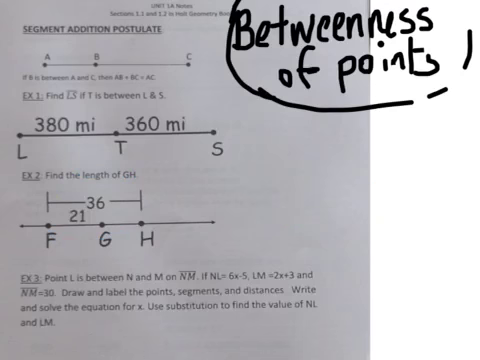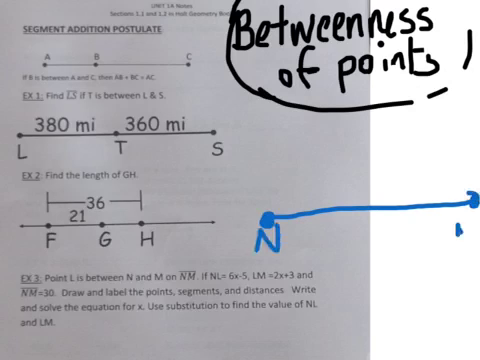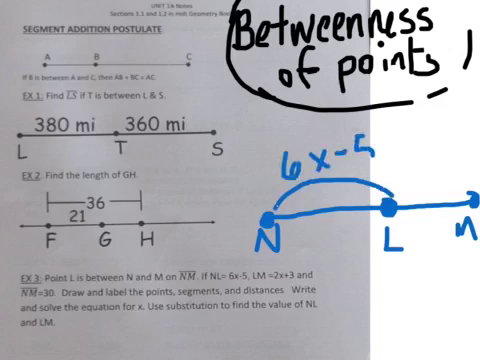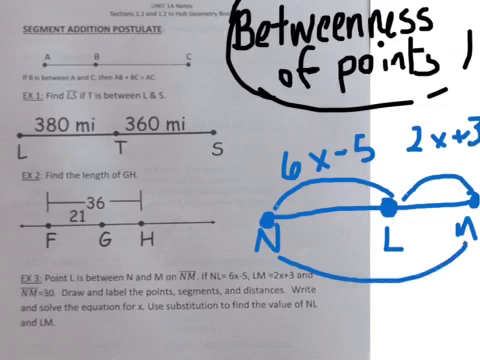Now, example 3 says point L is between N and M on NM. So let's just draw a picture. That helps a whole lot. N, M, and L is somewhere in between. We don't know where. If NL is 6x minus 5, so this much is 6x minus 5, and LM is 2x plus 3, and NM, the whole thing, is 30, find X, basically. It says draw and label the points.